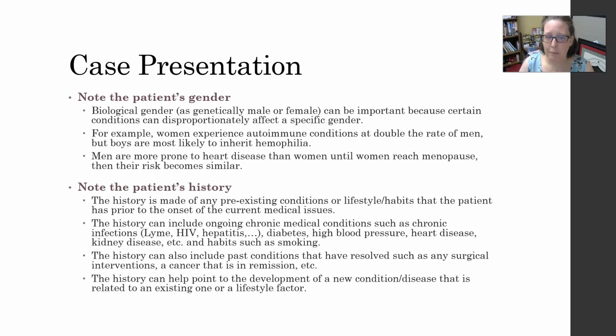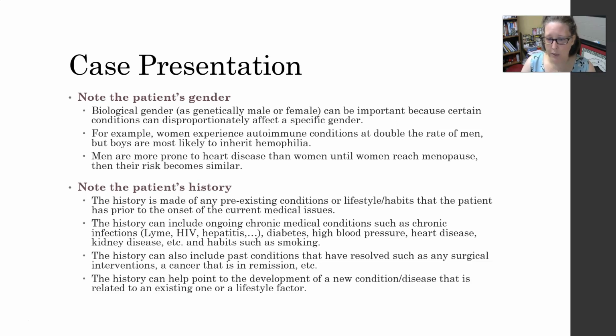So next is going to be the patient's history. You want to note the history. The history would be any pre-existing condition, usually chronic, or lifestyle habits that the patient has and has had prior to the onset of the current medical issue that they're being seen for. The history can include ongoing chronic medical conditions such as chronic infections like Lyme or HIV or hepatitis, chronic conditions such as diabetes, high blood pressure, heart disease, kidney disease, etc., and then habits such as smoking, drinking, drug use, etc. Also being overweight can lead into certain conditions too.